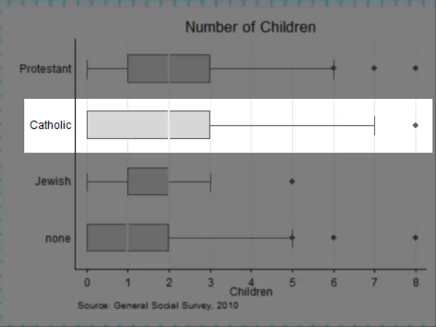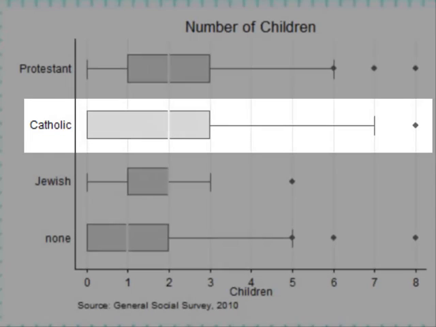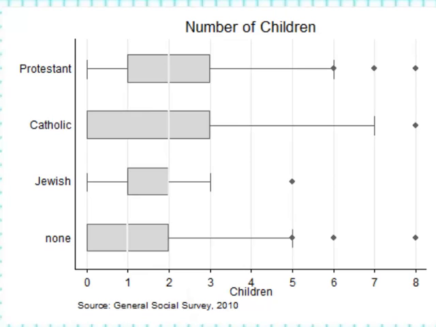You can also see that the whiskers are short for the Jewish respondents and long for the Catholic and Protestant respondents. So again, this is a great graphic to show distributions comparing across categories.